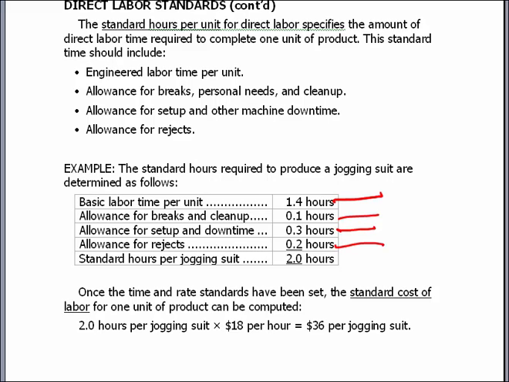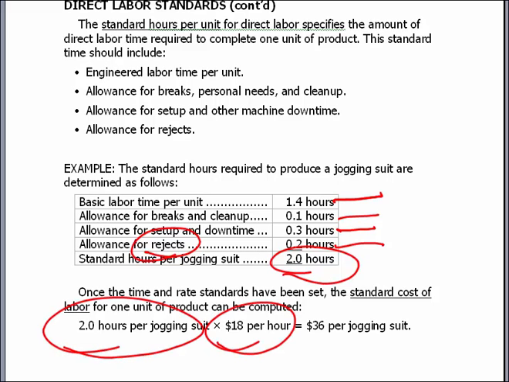And I never figured out what this 2/10 is for rejects. I don't know whether they're talking about reject people or what the deal is, but when you get all done, we're saying that it should take 2 hours to sew this jogging suit. So if we got 2 hours to sew it and $18 per hour is the rate that we have to pay, then we now know that our direct labor is $36.